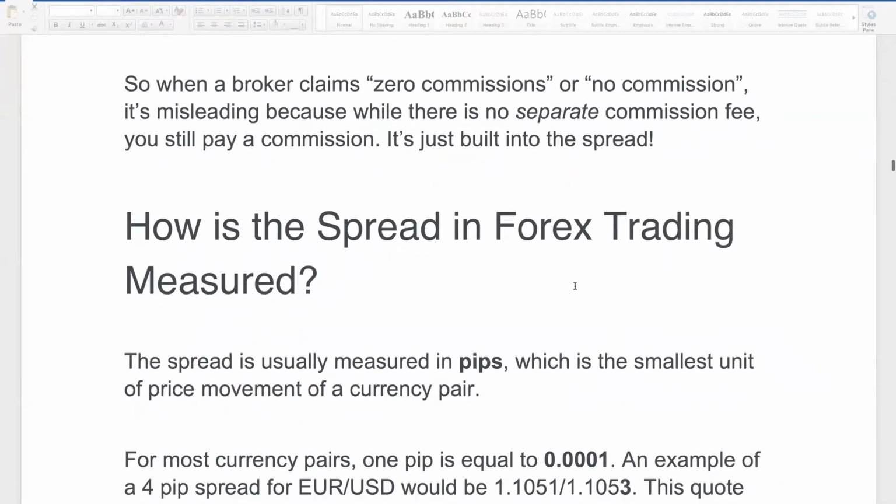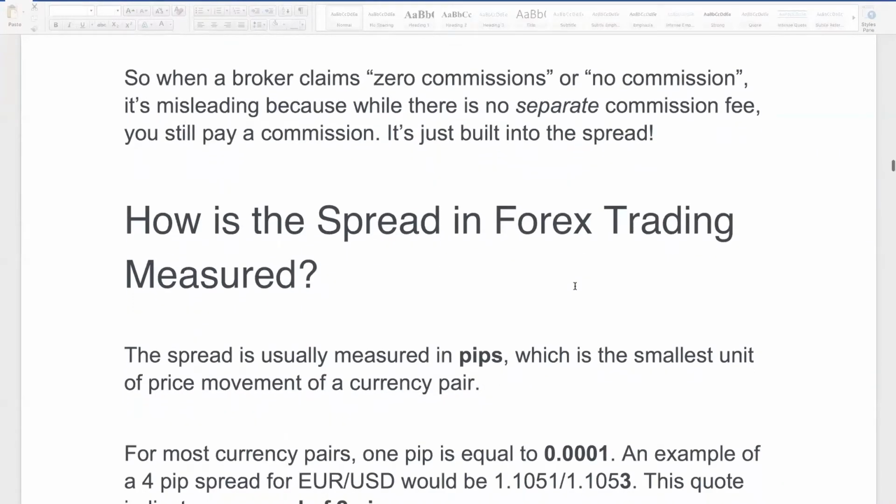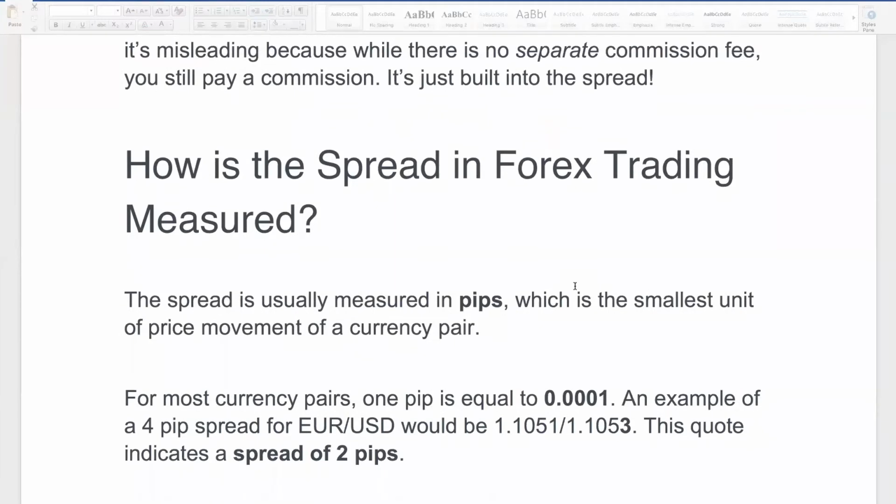How is the spread in Forex trading measured? The spread is usually measured in pips, which is the smallest unit of price movement of a currency. Whatever the price is doing, going either up or down, the distance that the price has moved is what you call a pip. For most currency pairs, 1 pip is equal to 0.0001.